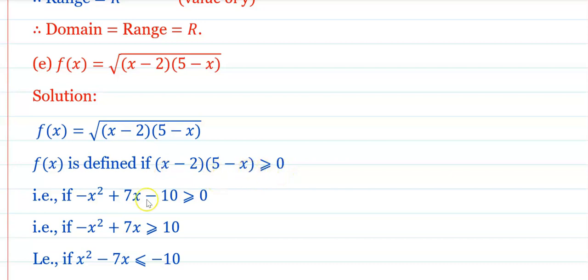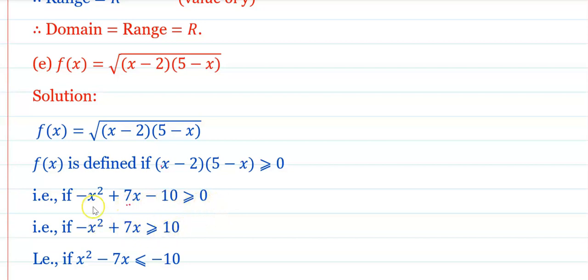हे जर आपण सिम्प्लिफाय केलं, x into 5 that is 5x, x into minus x is minus x square, and next minus 2 into 5 is minus 10. Okay, minus 2 into minus x is plus 2x, 5x plus 2x, then you will get 7x. Overall you will get minus x square plus 7x minus 10, which is greater than or equal to 0.